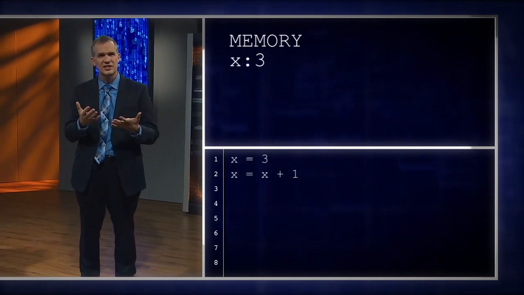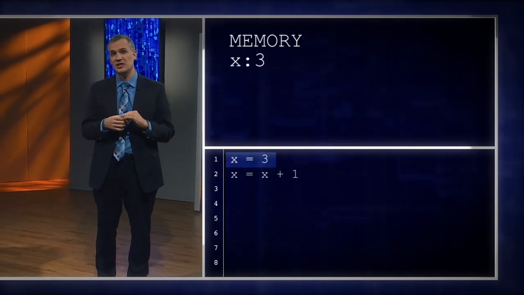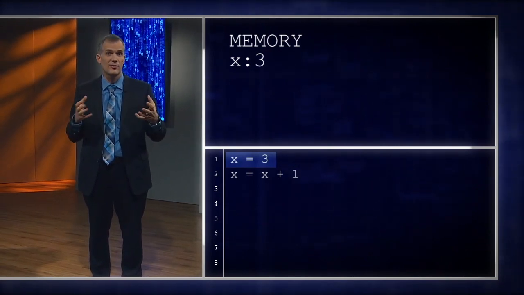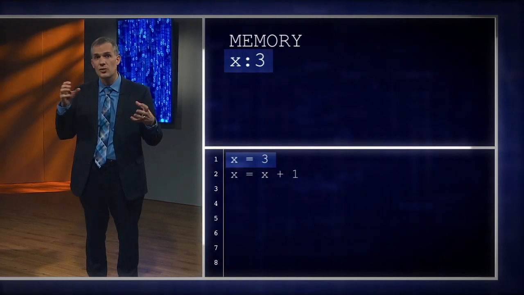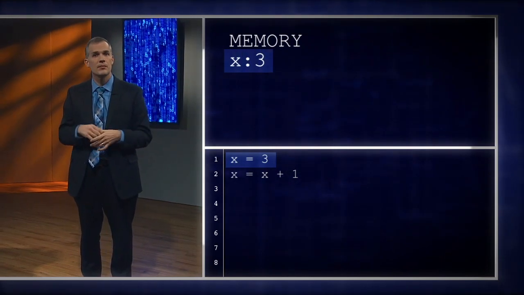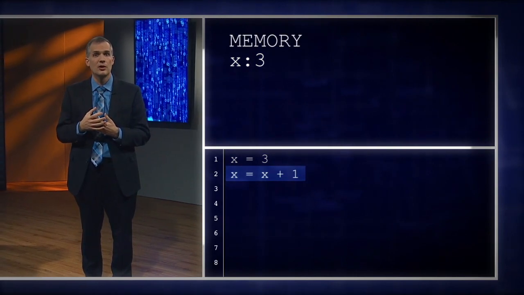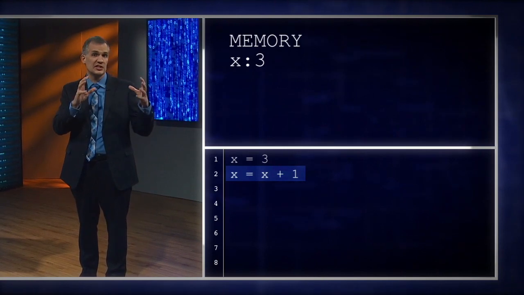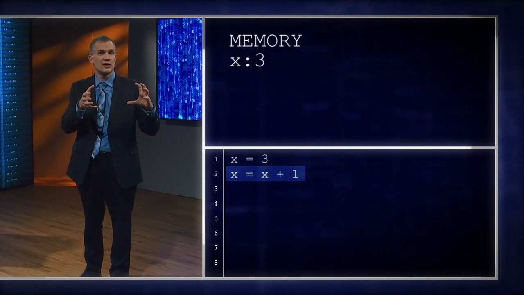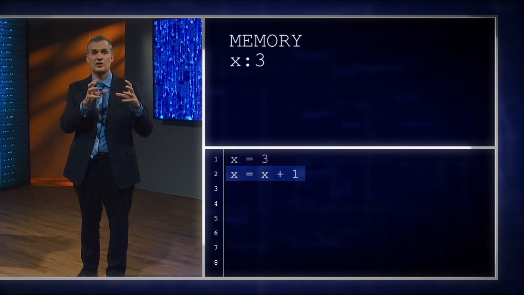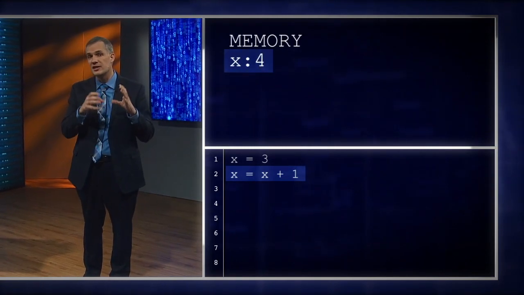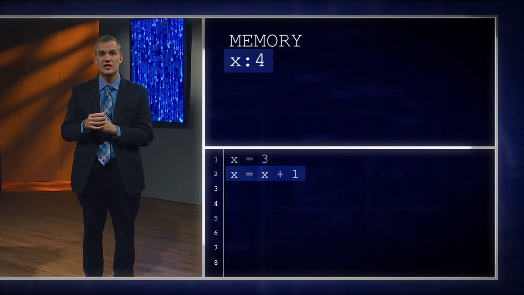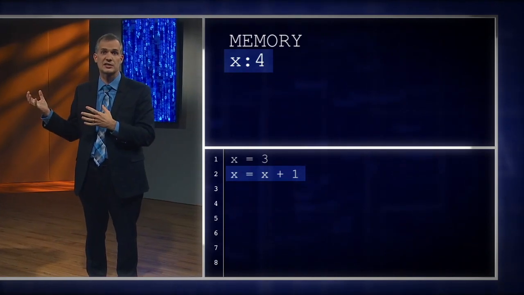Let's see how this code works. We first encounter the line x is assigned 3. And so this sets up our variable x, and it puts the value 3 into its box. When we come to the next line of code, we'll first look at the right-hand side, x plus 1. Since the current value of x is 3, the computer evaluates this right-hand side to determine that it should be 4. It's this value of 4 that then gets assigned to the variable on the left-hand side of the assignment, which in this case is x.